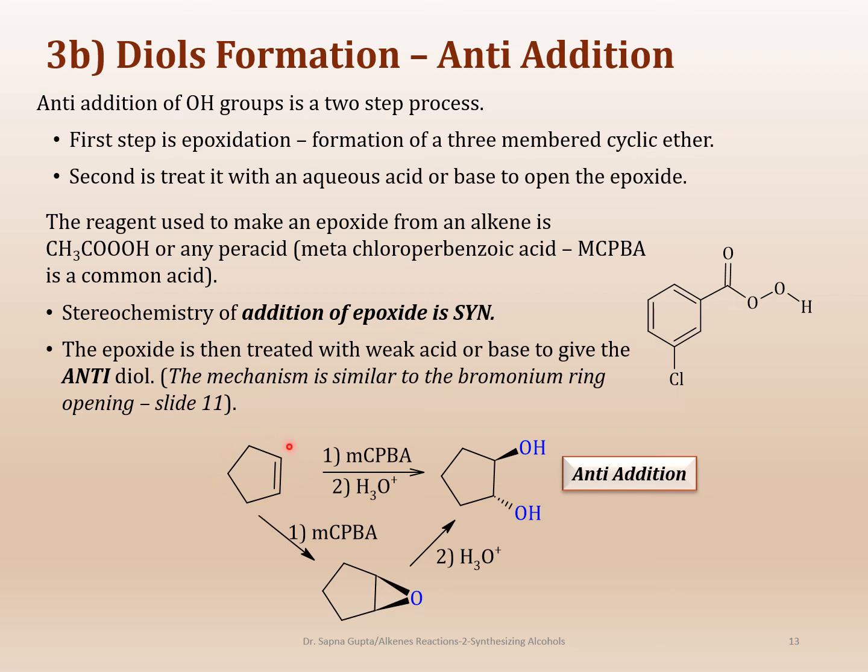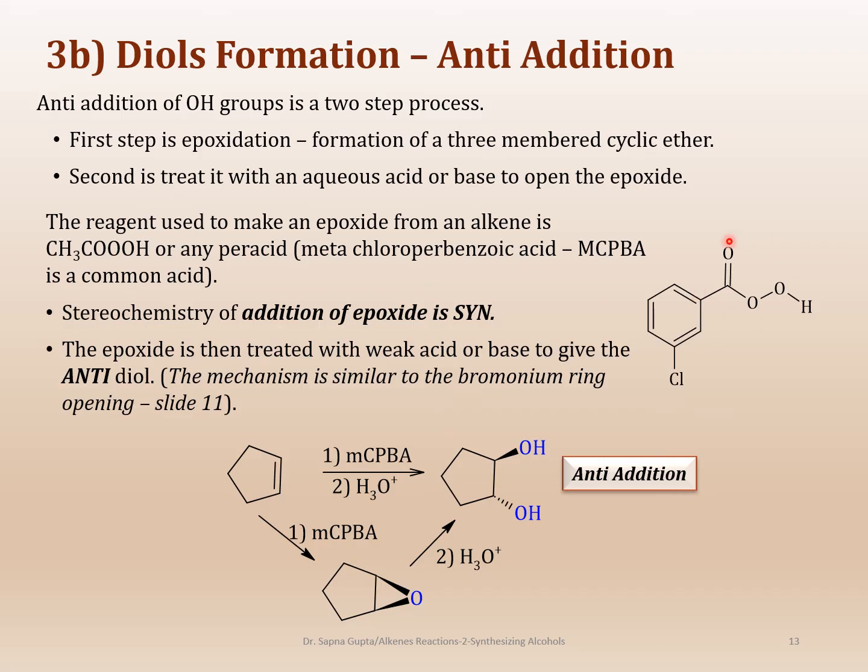So here is the alkene, and the reagent you're going to use here is MCPBA first, and then second, you're going to do acid hydrolysis. And that gives you this kind of a diol, and see the stereochemistry is going in the anti-direction, or opposite directions. So what the heck is MCPBA?